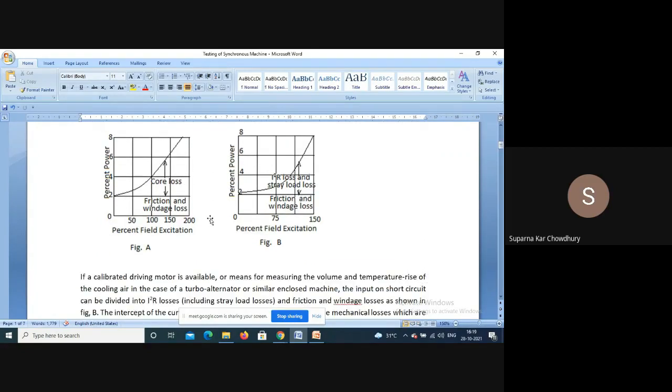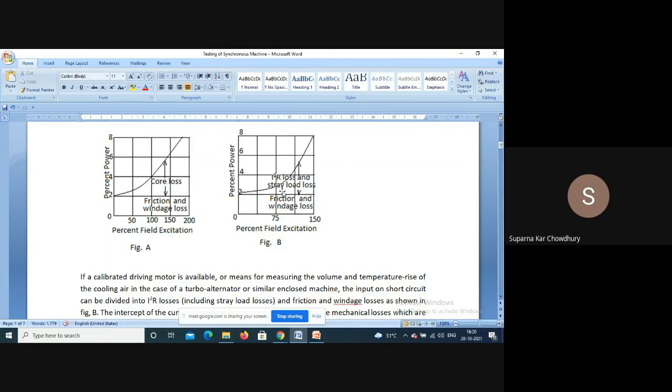Similarly, for the short circuit test, the main core loss is there, but that is small because the excitation is small. So what we will have are I square R loss, stray load loss, and friction and windage loss. Again, if we plot, the curve is a non-linear curve like this, which will cut the y-axis at this point for zero excitation. So this will give the windage and bearing friction loss.